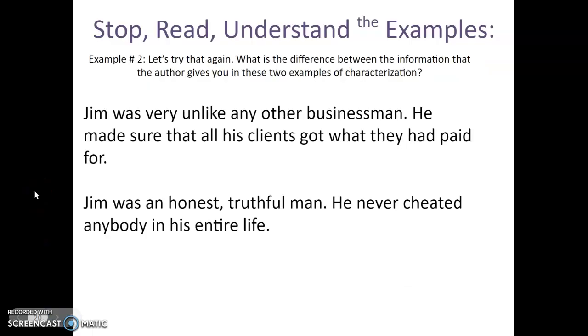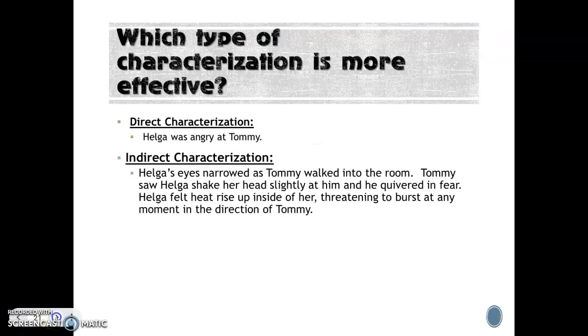Now, let's look at this example, and we're going to try it again. Look at the example about Jim, and I want you to think about what is the difference between the information that the author is giving us in these two methods? If you guessed that in the first item, it is indirect characterization, and the author is hinting at the fact that he is a better and more honest and truthful man, then you would be correct. They go a little bit further to kind of compare him to other people. Whereas in the second example, the author just comes right out and tells us.